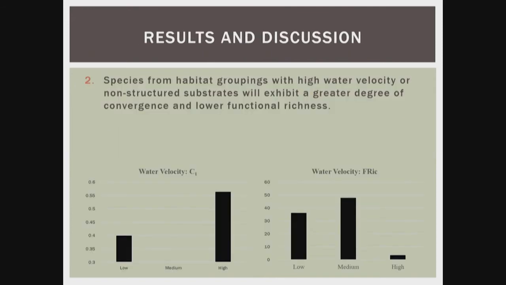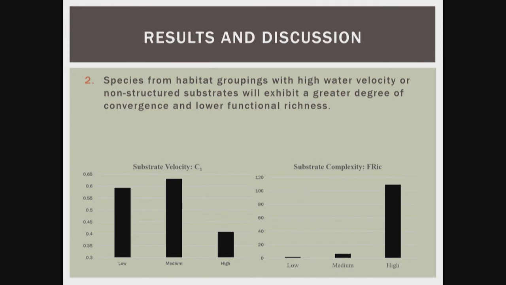So looking at my next hypothesis, I wanted to see if these high water velocity habitats would have higher degrees of convergence, these C1 values, and lower functional richness. And what I did see is that in high water velocity, you tend to have much higher C1 values, and you tend to have much lower functional richness, basically the area in morphospace you take up.